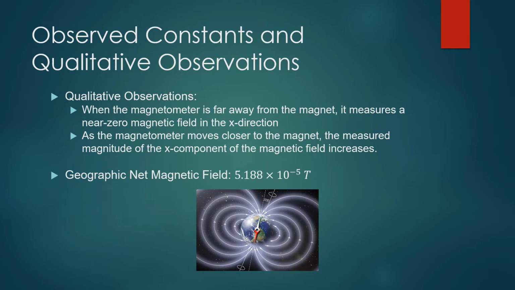So now for observed constants and qualitative observations. I found that when the magnetometer is far away from the magnet, it measures a near zero magnetic field in the x direction. I also find that as the magnetometer moves closer to the magnet, the measured magnitude of the x component of the magnetic field increases. The geographic net magnetic field I found at the location where I'm doing the experiment was 5.188 times 10 to the negative 5 teslas.